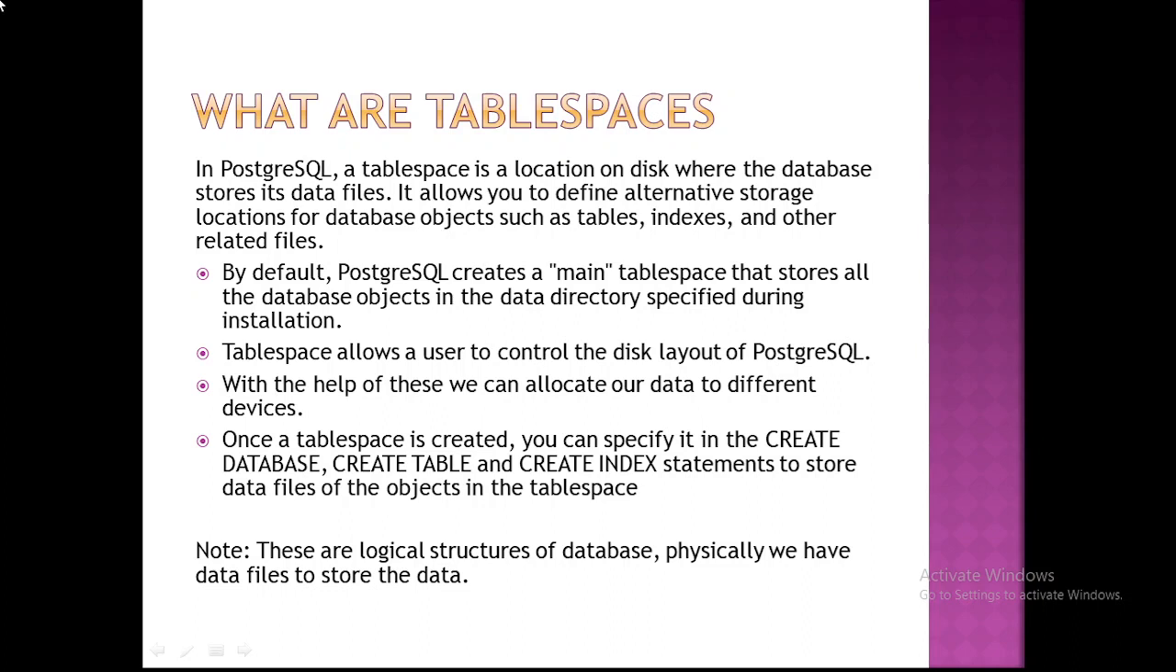Okay. So in PostgreSQL, a table space is a location on disk where the database stores its data files. It allows you to define an alternative storage location for database operations. So with the help of table spaces, you can define at which location your data for that particular table space will be stored. Okay, you can create a table space, and after creating it you can assign tables, indexes and other related files to that table space so that these files will be stored at that particular location.